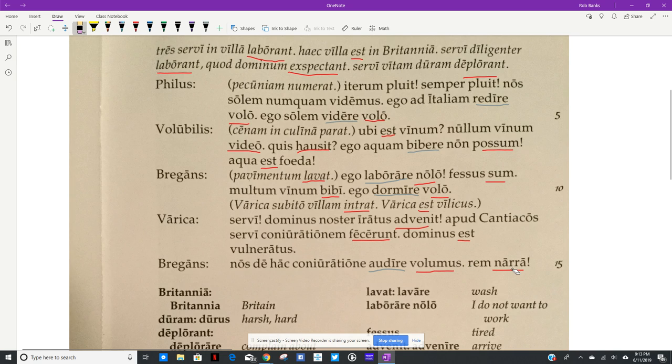Rem narra. Narra is an imperative. I mentioned these before. It's a command. So it comes from the verb narro, narrare. But it's a command to one person here, to Verica. So tell the thing. That's a bit of grammar that is going to be coming up pretty soon as well.